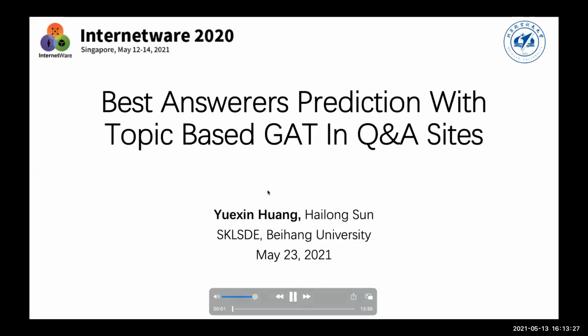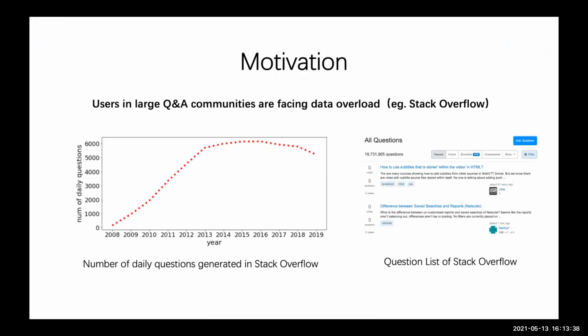Yuexin Huang from Beihang University. I will introduce our work, Best Answers Prediction with Topic-Based GAT in Q&A Sites. First of all, let me introduce a problem we dedicate to solving. Users of large question and answer communities, such as Stack Overflow, are facing a data overload issue.